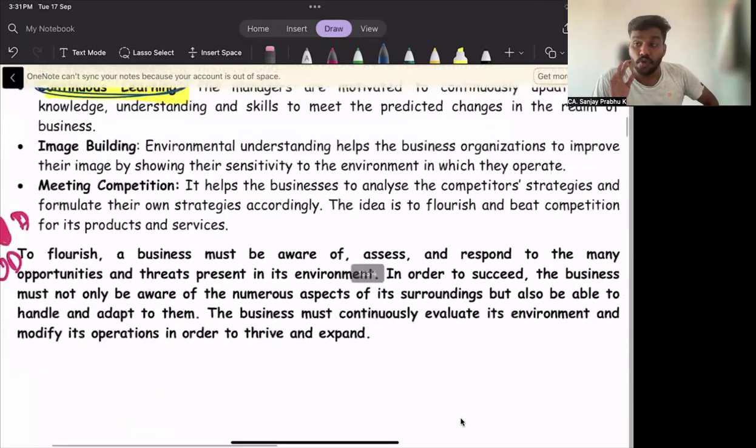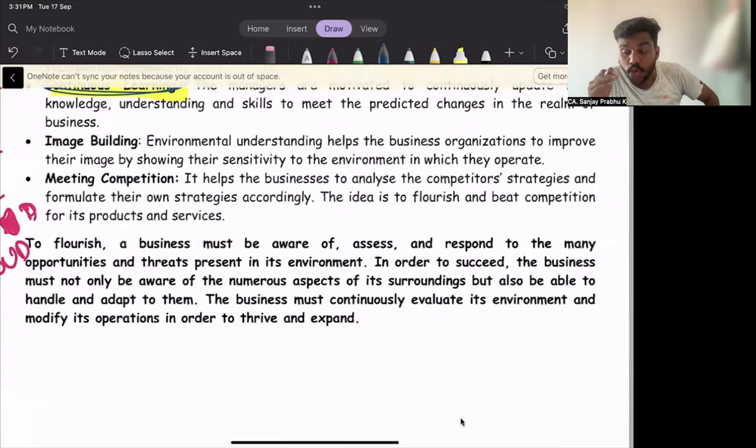Then image building. Learning what is happening around the world will help you to build your image. How? Sir, I will tell you.